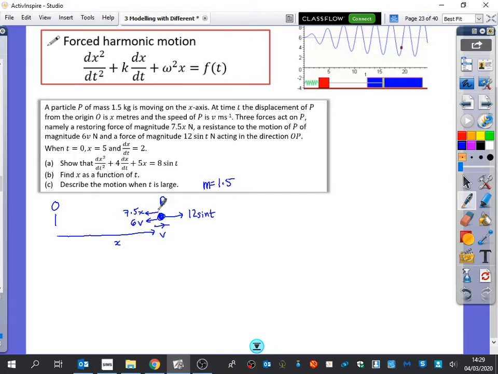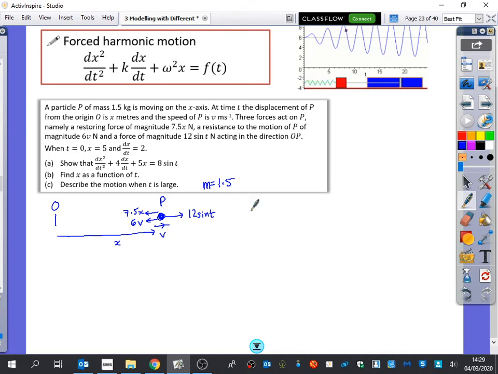So potentially we've got a spring with some air resistance, and then there's some other force that is applying this force, not proportional to, well, at 12 sine t. So it's just going to be something that is doing a different kind of motion that is happening here. So I need to first of all show that this thing is true. How did we show it was true a few examples ago?